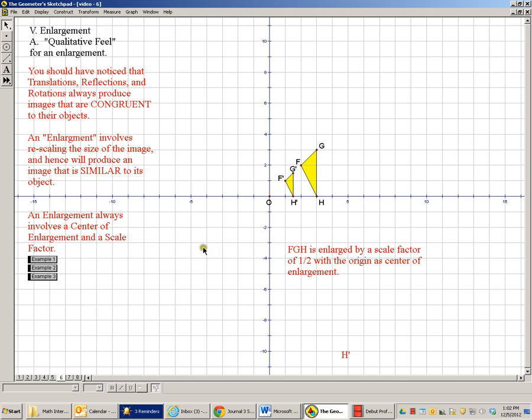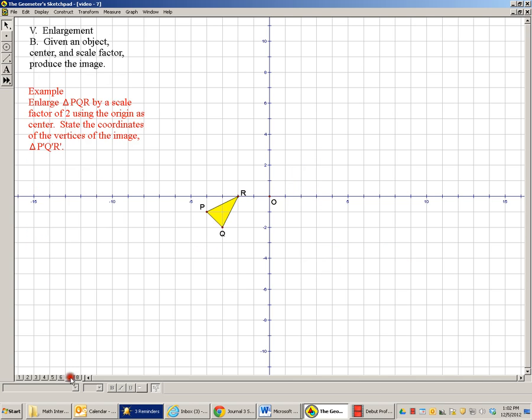Okay, so that's how enlargement works. Now, here's an example of a problem a student might get.